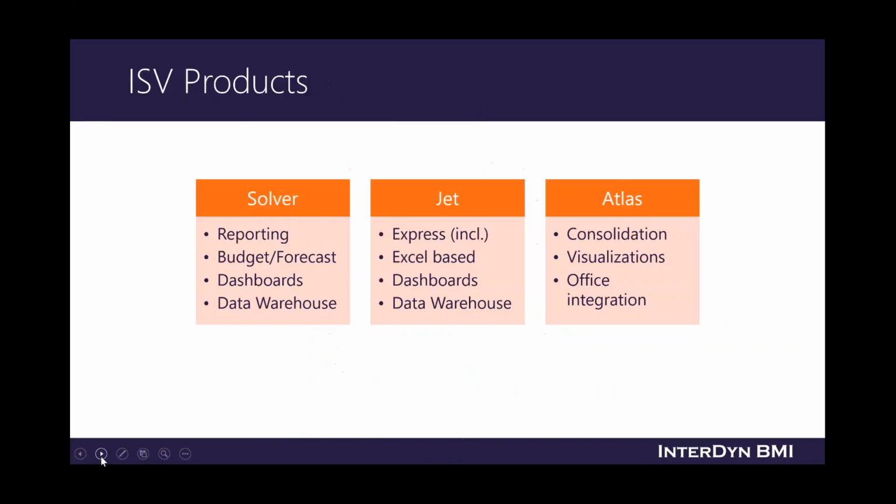So then let's take a look at 3 of the ISV products that we work with. Solver, which is BI 360, is the product that they develop and market. Jet, they have 3 products, Express, Professional, and Enterprise. And then Atlas from Globe Software.